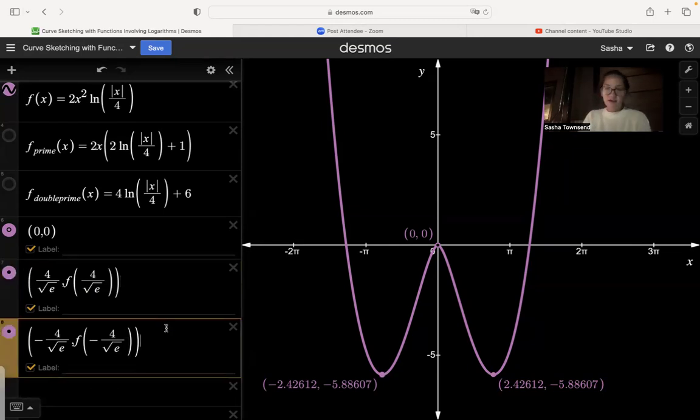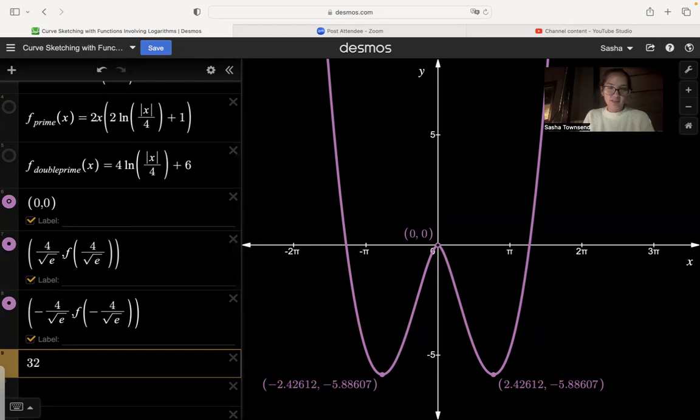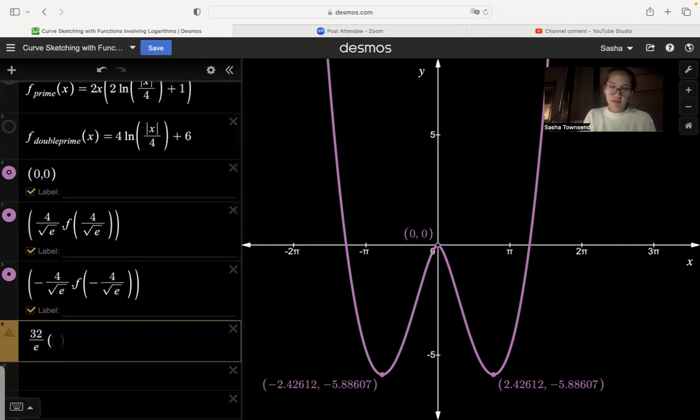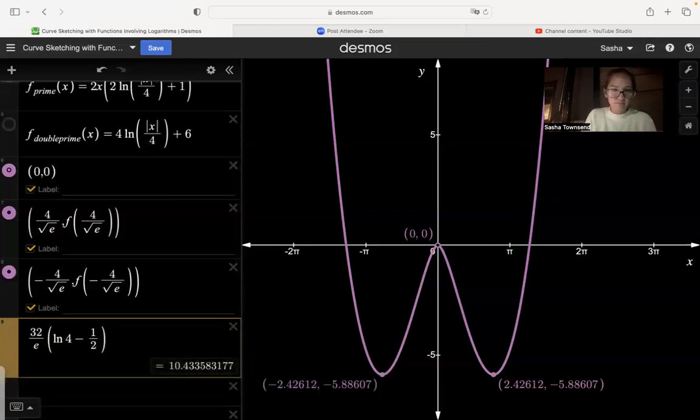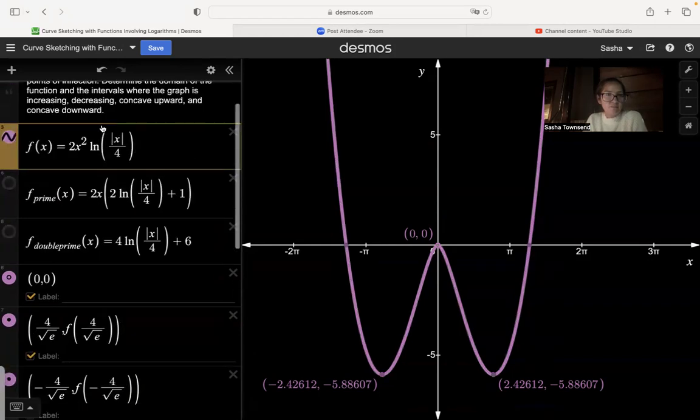Now the exact value was, if I did the calculations correctly, 32 divided by e times natural log of 4 minus 1/2. And I didn't get that calculation right. I had ±4 divided by the square root of e is 16 divided by e. So I had 2 times 16 over e was 32 over e. So I was evaluating this function there. And then we had this expression evaluated at 4 divided by square root of e. I forgot to divide them by 4.